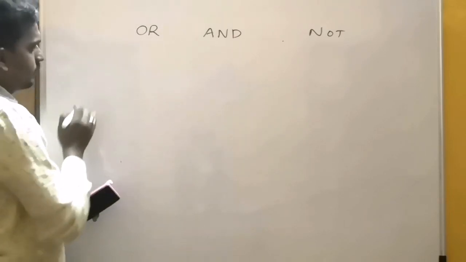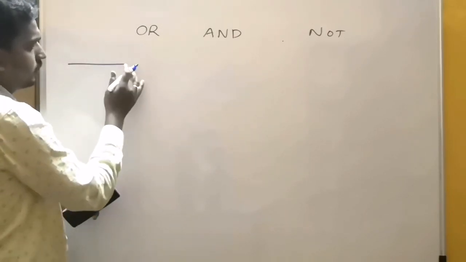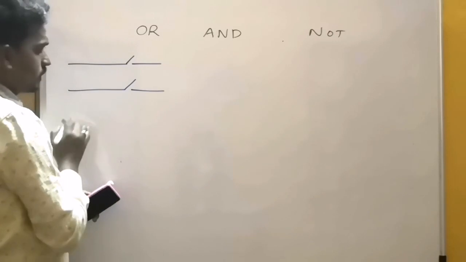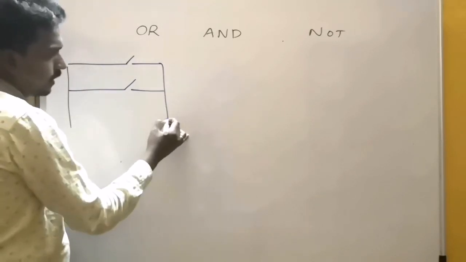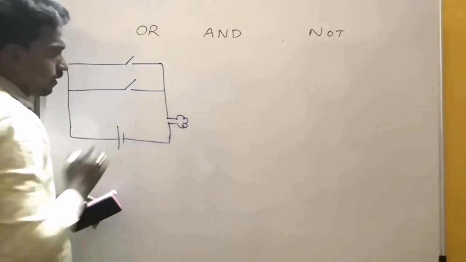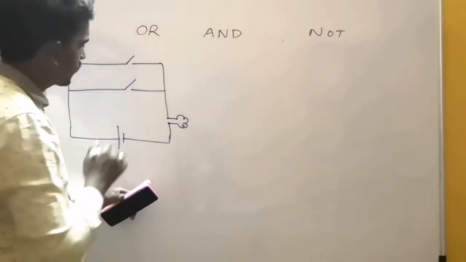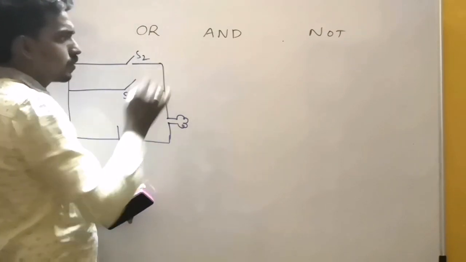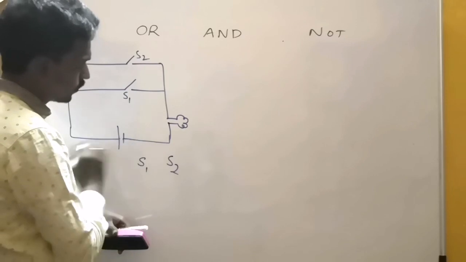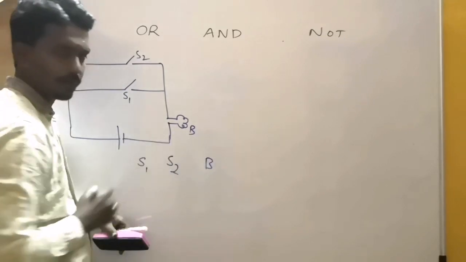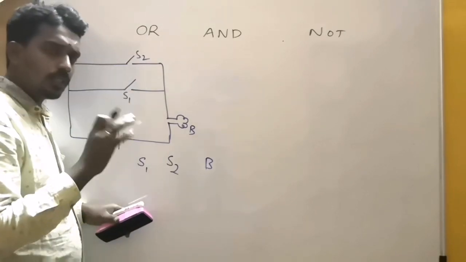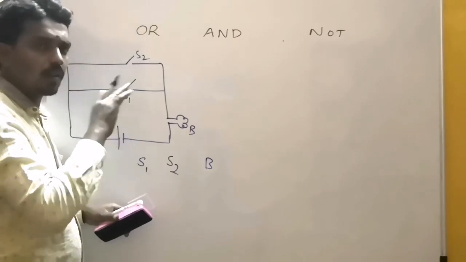Let's take one circuit. Here one switch, here one switch, and here one bulb, connected in one circuit. This is switch S1, this is switch S2. Now here I am taking S1, S2, and this is the bulb. Now here, switch on or off is nothing but close or open.